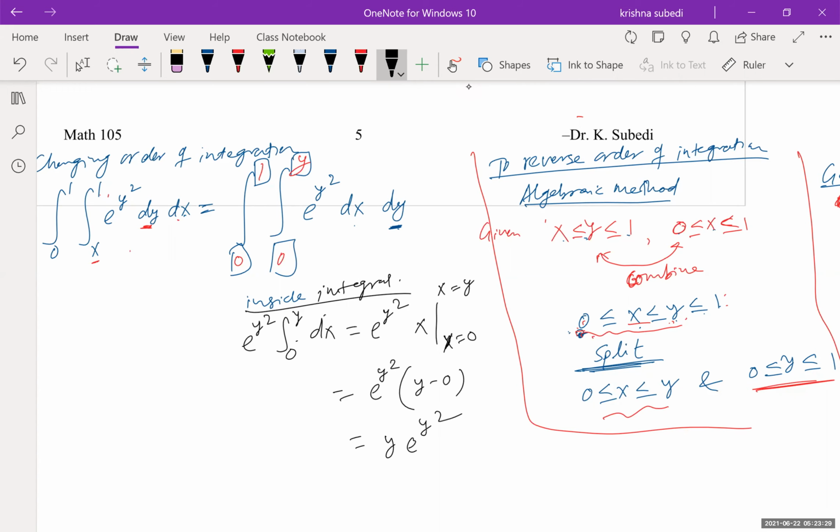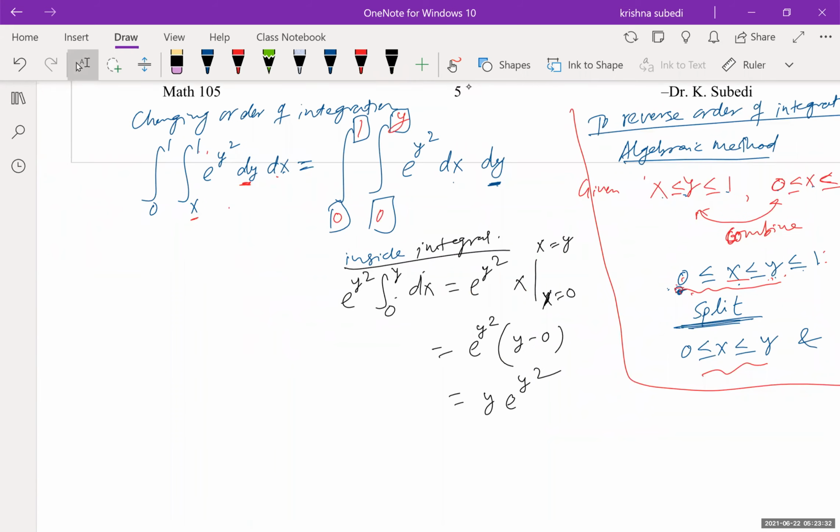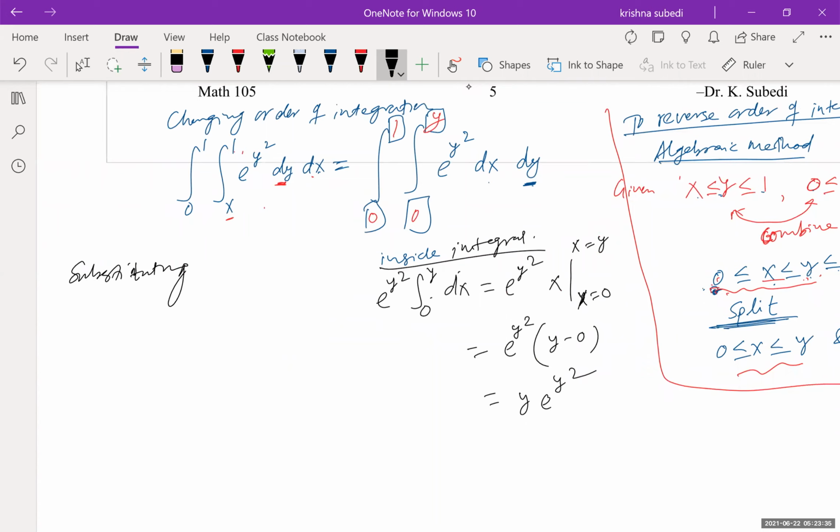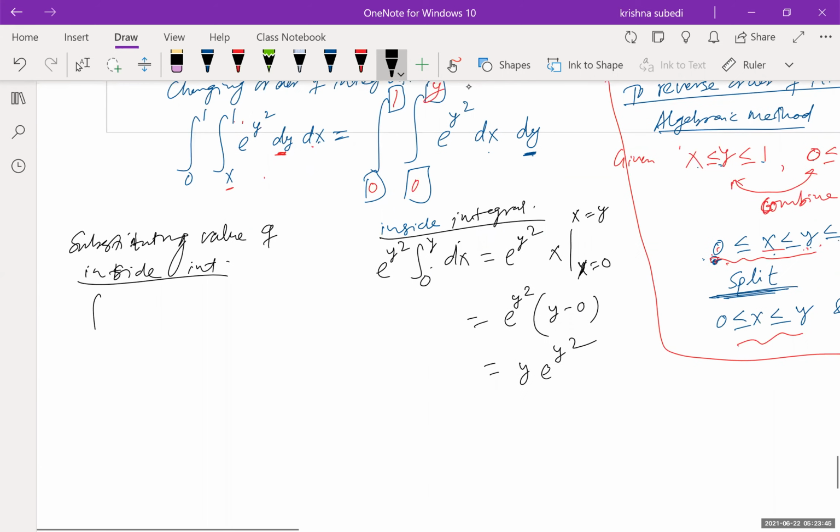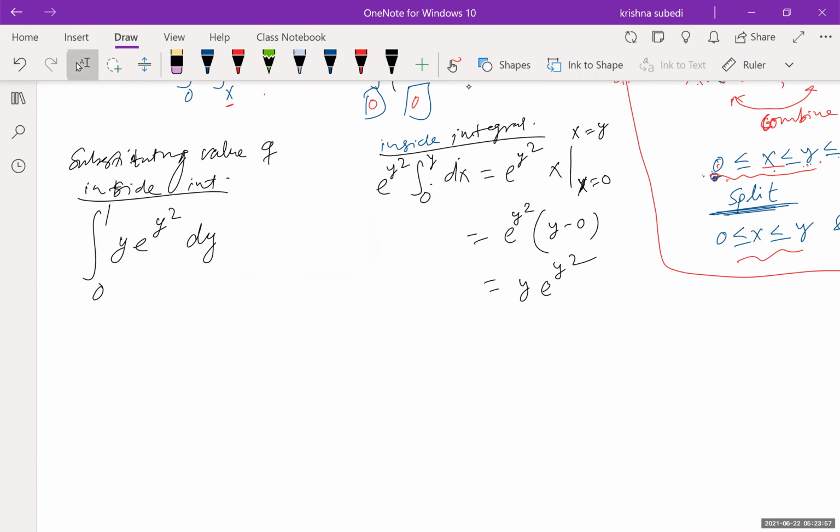So let us substitute the value of the inside integral. So we're going to get 0 to 1, the inside integral, you see this part we already calculated, which is y e raised to power y square dy. Okay, now you can handle this. This is a piece of cake for you guys. You can do it easily. I want you to complete that yourself. I think you can use either the integration by parts method, and I think an even easier method would be the substitution method.